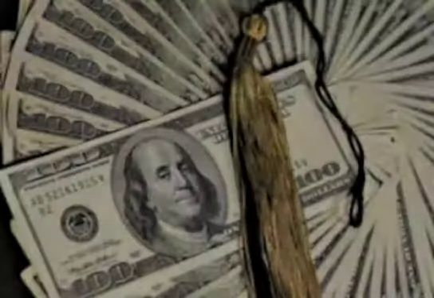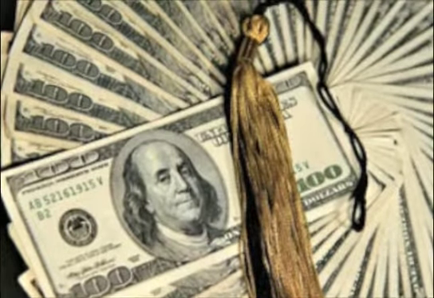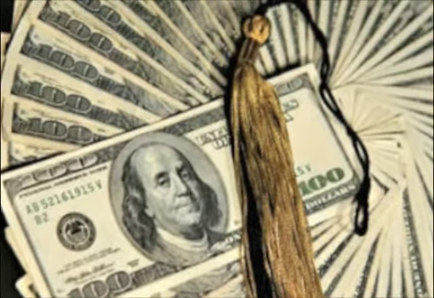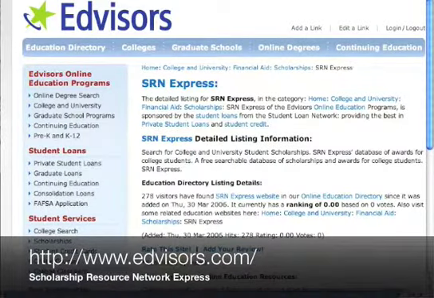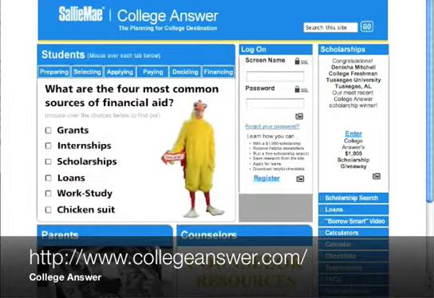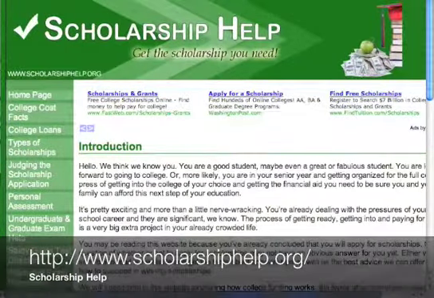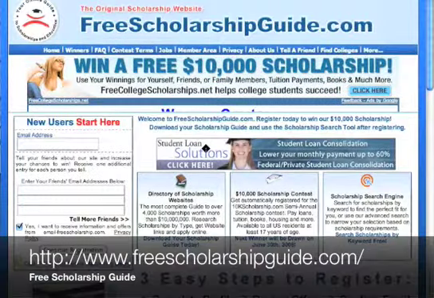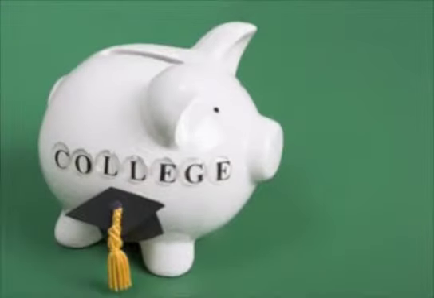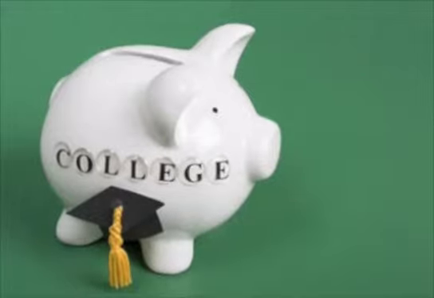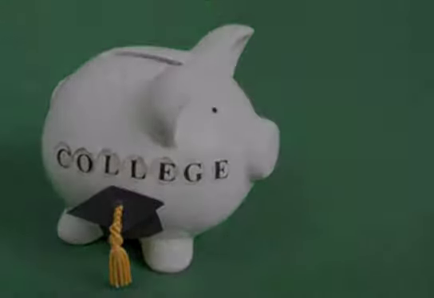We'd like to outline just a few more websites that might be helpful to you as you pursue scholarship monies. First, there's Scholarship Resource Network Express, College Answer, Scholarship Help, and finally, the Free Scholarship Guide. Each of these websites provide very interesting scholarship information that we believe could be most helpful to you.